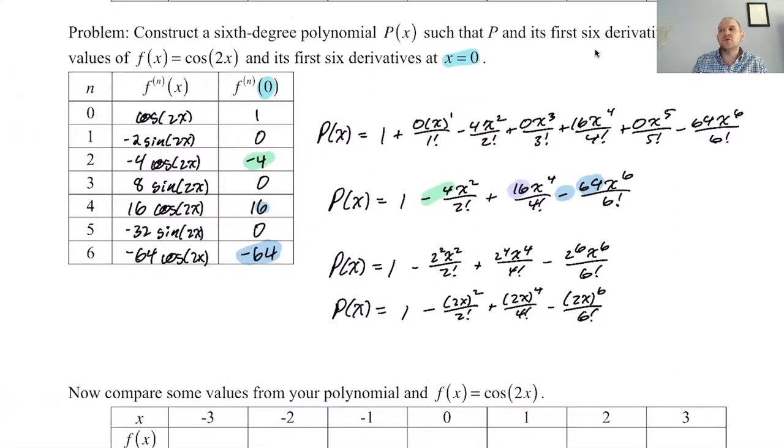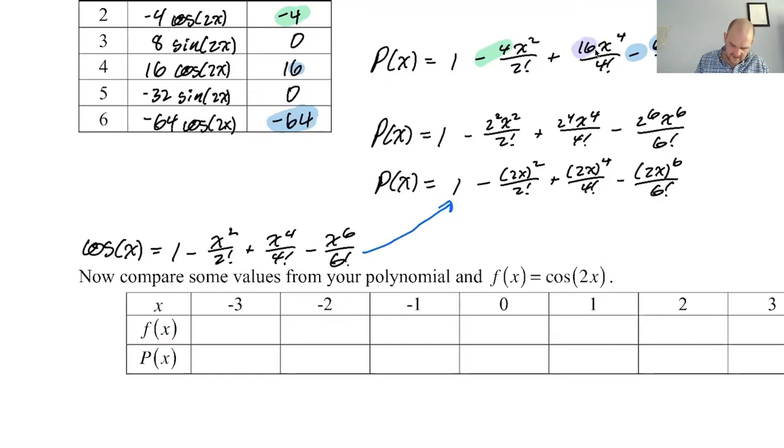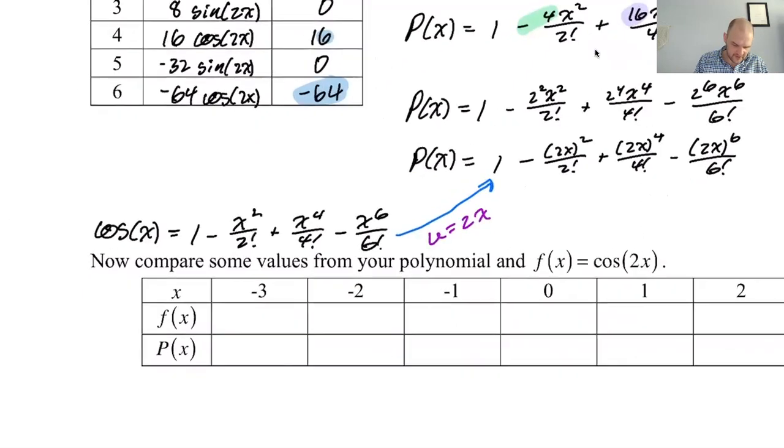which is really interesting because if we thought cosine of x was just 1 minus, and maybe we don't think this, but if we thought it was this, then it looks like to get from this to this, we kind of just did a substitution where maybe we made u equal 2x, and every x that we saw for cosine, we replaced with 2x, right? So it probably would have been better to call this cosine of u.